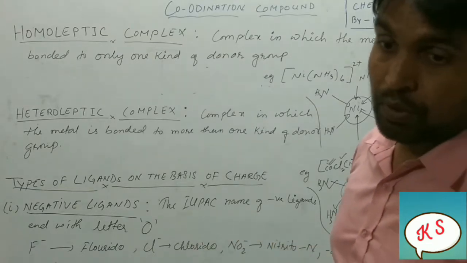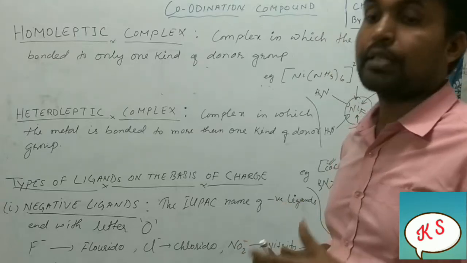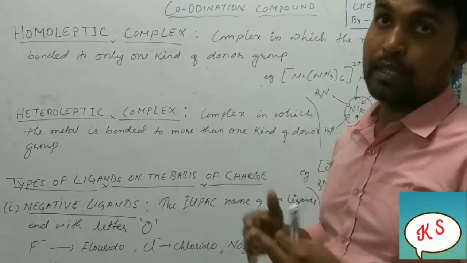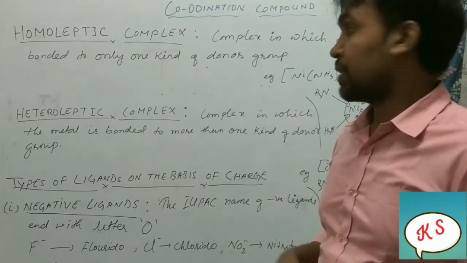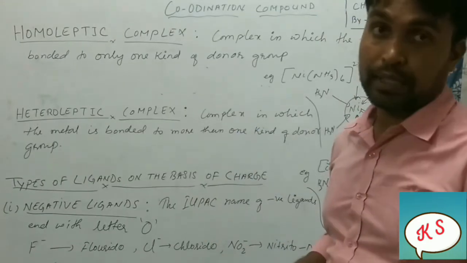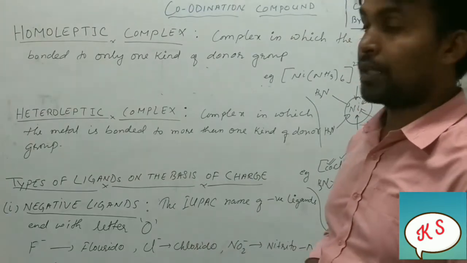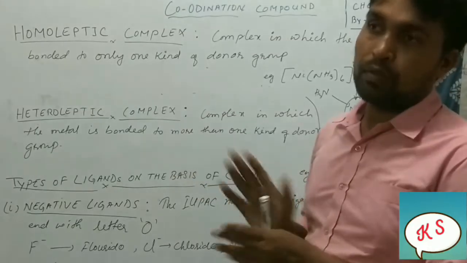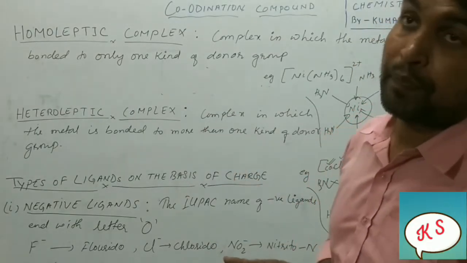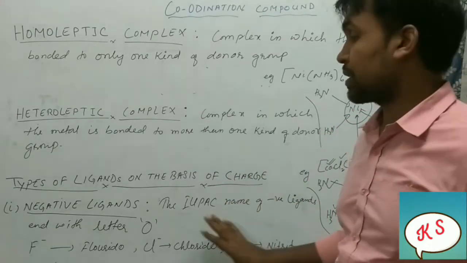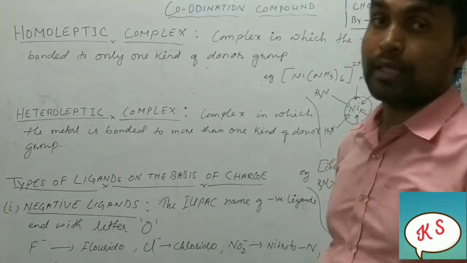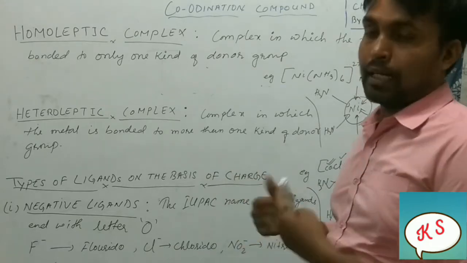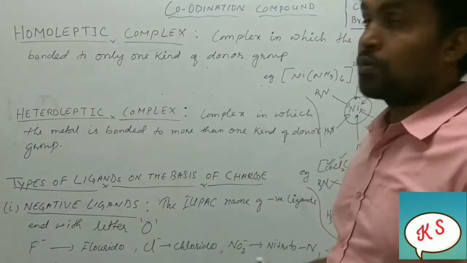In your textbook, there is a list of negative ligands. You can go through it, the name of each negative ligand. It is not possible for me to discuss everything here. I have given you a sample of negative ligands and how they are named. At the last, E will be replaced by O when you are writing the IUPAC name. I hope this is clear. Now there are two more types of ligands, that is positive and neutral ligands. So let us discuss them and then we shall switch to the next topic.